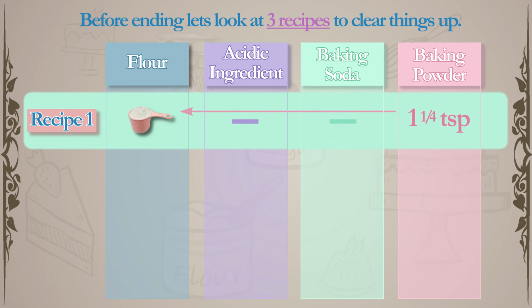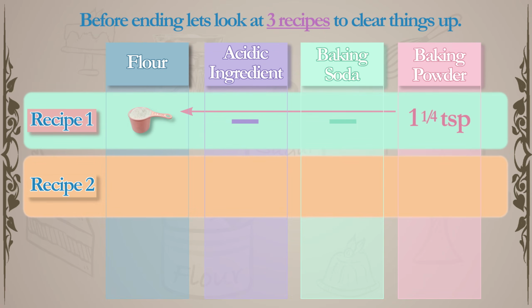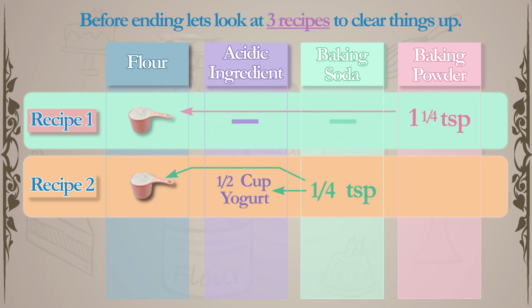The second recipe is a yogurt cake recipe. If the recipe uses half cup of yogurt and 1 cup of flour, then use quarter teaspoon baking soda to neutralize the acidic ingredient, and the same quarter teaspoon of baking soda will also work on the 1 cup of flour to rise it. So a total of quarter teaspoon of baking soda is enough for the whole recipe.